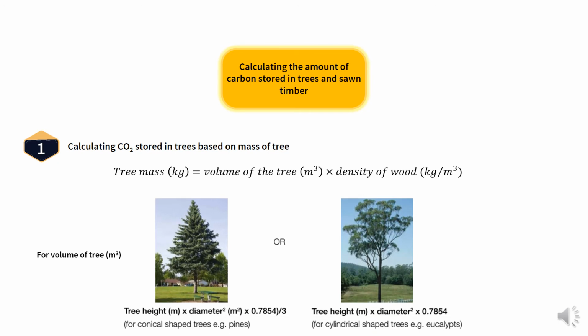For the conical shaped tree, for example pines, the volume of tree is the height multiplied by the diameter squared and multiplied by the factor of 0.7854 divided by 3. And for the cylindrical shaped trees, such as the eucalyptus, the volume of tree can be calculated by using the tree height multiplied by the diameter squared and multiplied by the factor of 0.7854.